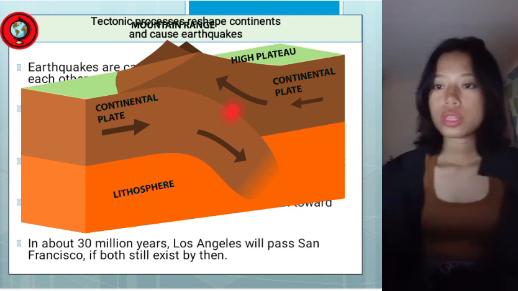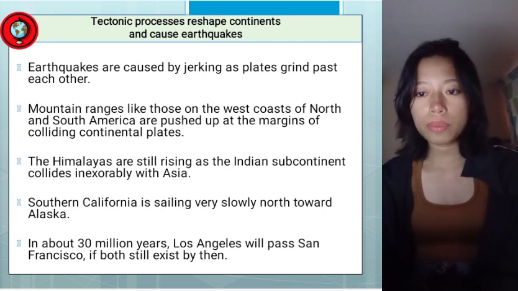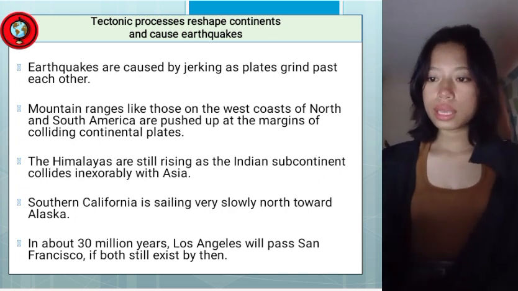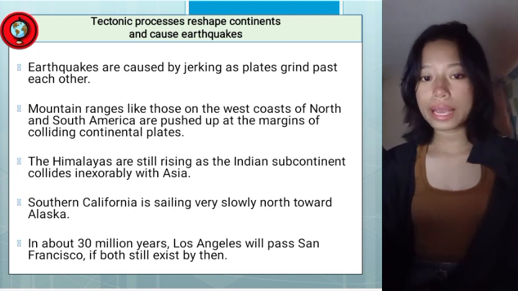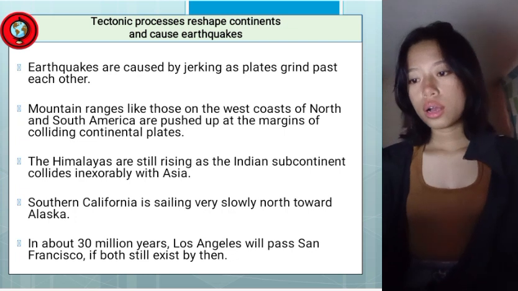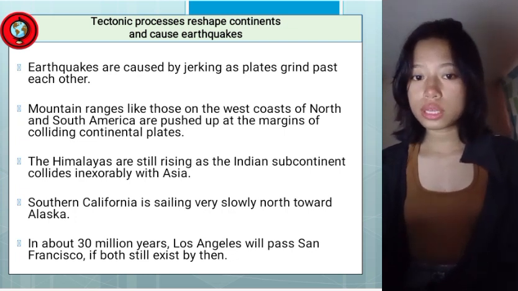with each other, and the Himalayas are still rising as the Indian subcontinents that collides inexorably with Asia. So, the Southern California is sailing very slowly north toward Alaska. So, in about 30 million years, Los Angeles will pass San Francisco if both still exist by then.